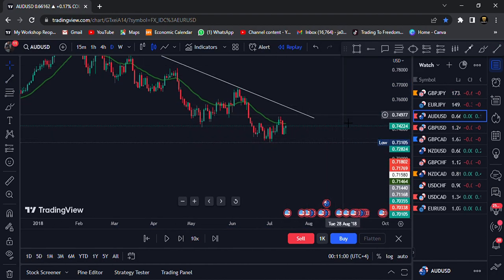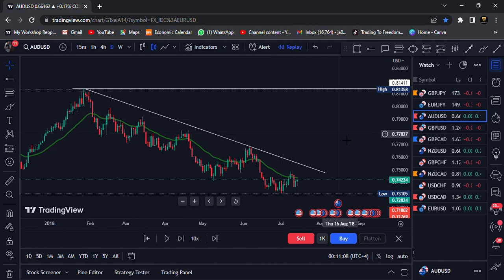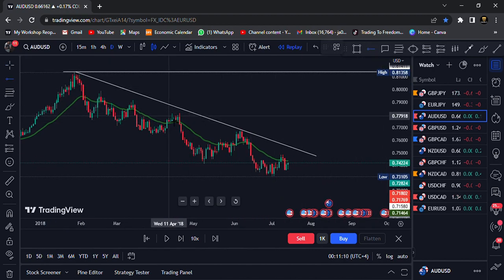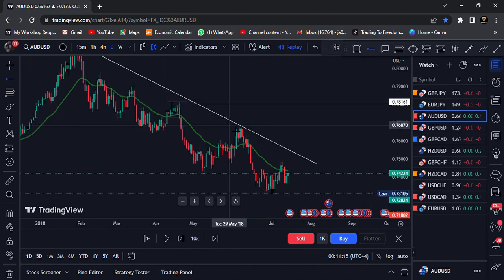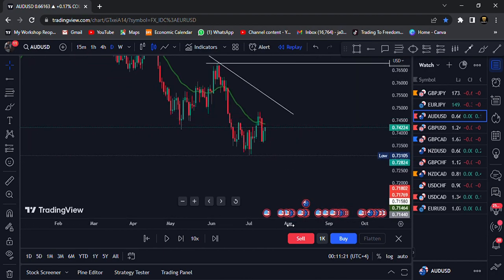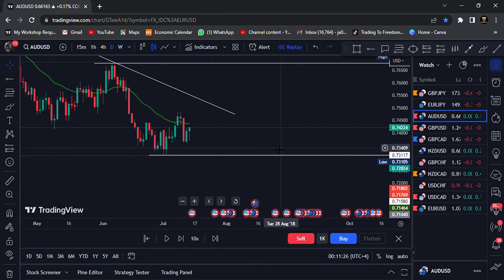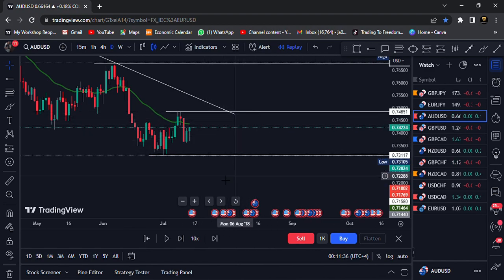Then we have to look at the key levels as usual, guys. The key levels, we go for the key levels. At this point, guys, you can only buy as I say, you can only buy here, you can only sell here. So this is the resistance, this is the support.